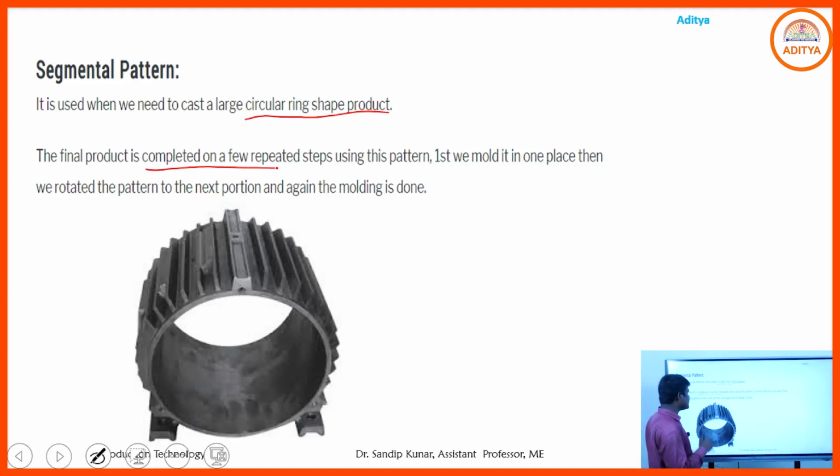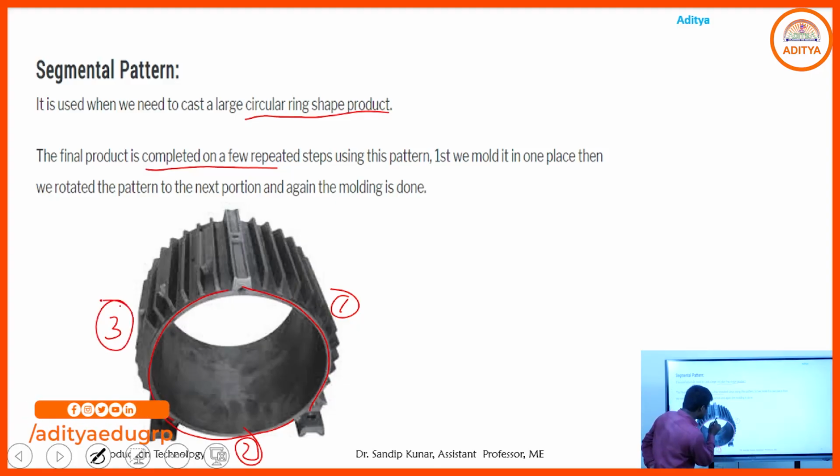Repeated way means that first we divide the pattern into three categories, three parts that are symmetrical: type 1, type 2 and type 3. All three are symmetrical in shape. First, we prepare the pattern in that particular shape.